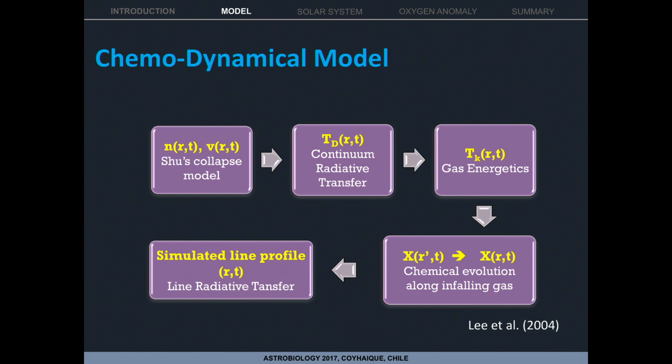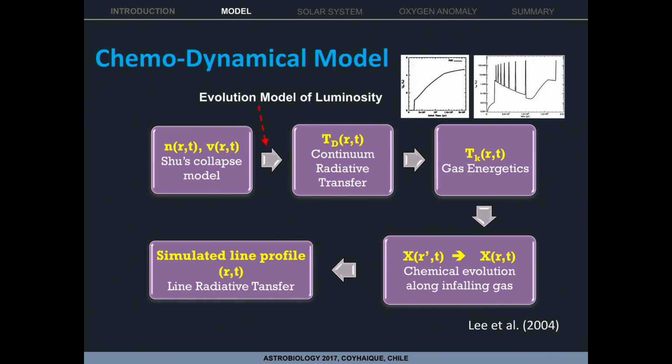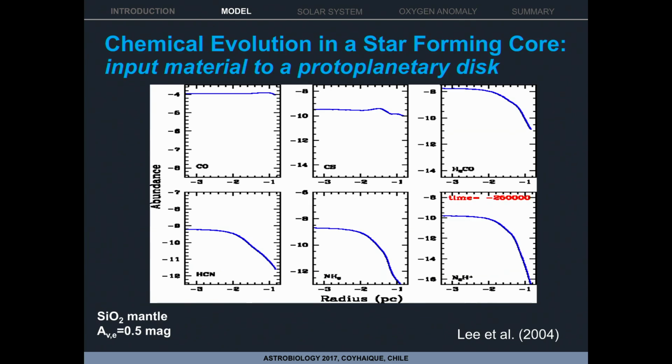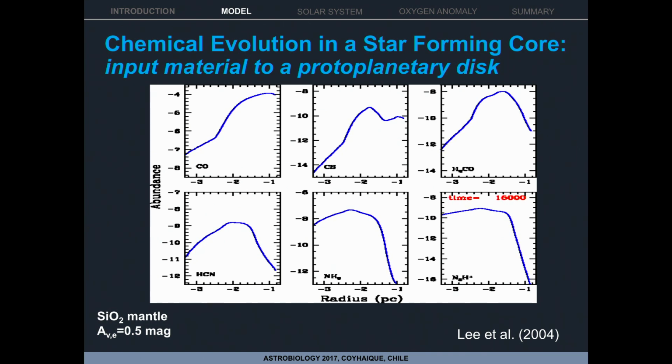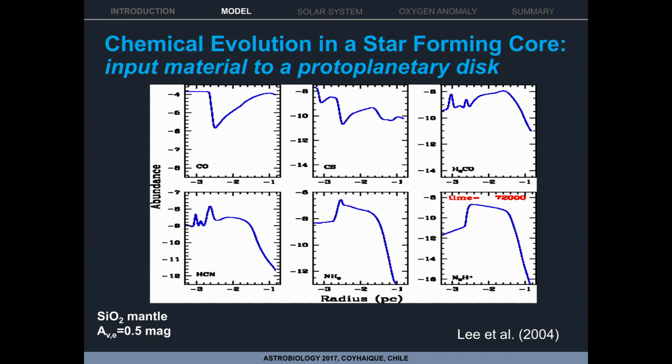In this model, one important parameter is the luminosity evolution. In Shu's model, the continuous accretion model, the luminosity increases very smoothly, but in the episodic accretion, the burst accretion features appear like this. This movie shows the chemical evolution in the gas phase in a collapsing core. In the early phase, the core is still very cold, so all molecules are frozen onto grain surfaces, but as the core is heated up, the gas can evaporate from grain surfaces to the gas.